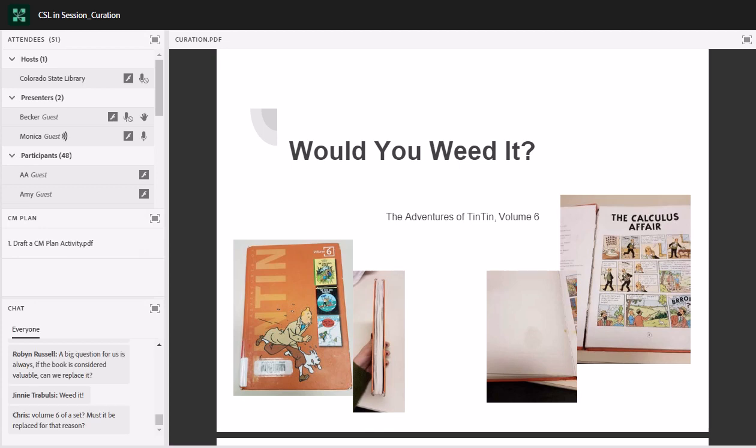If it's considered valuable, can we replace it? That is challenging, and sometimes you can find newer replacements, and especially for art books, which have limited print runs and can be pretty expensive, that can be a challenge. But then also, if the book is really gross and people don't want to touch it, or it's missing pages of the art, that can be a pretty fine line. Good copy from another library system.